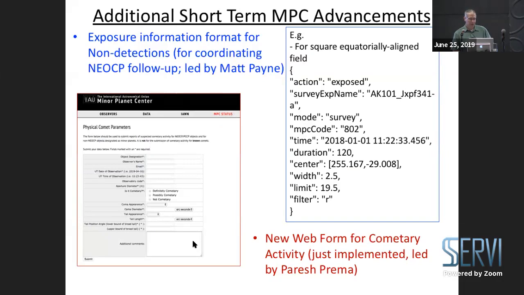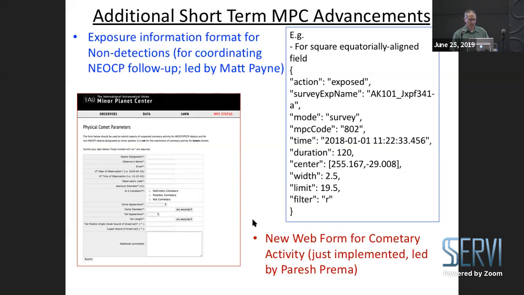So other MPC advancements, there's now support of exposure information for non-detections. That's being coordinated again by Matt Payne, and that's for coordinating NEOCP follow-up. It's a simple format, but it allows for more information in terms of where people looked, and so there's less duplicative effort in that regard for follow-up.